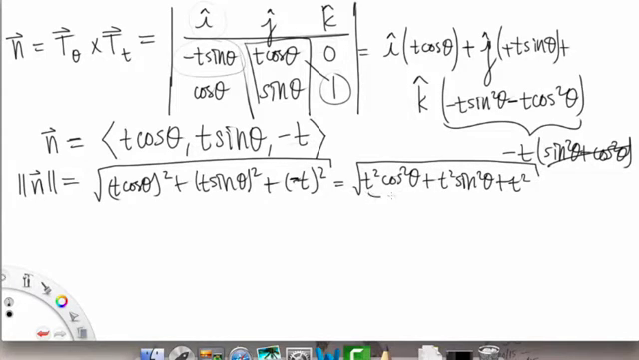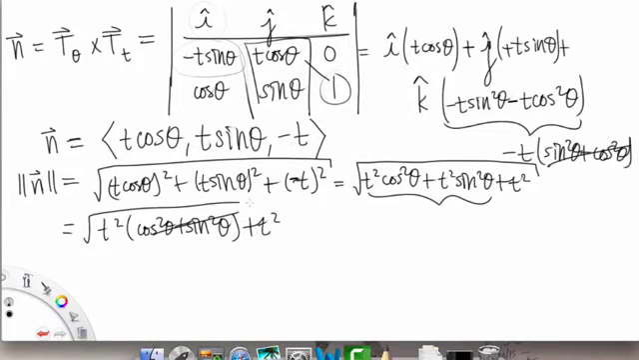And then here you can factor out a t squared. So that'll be t squared times cosine squared theta plus sine squared theta, and plus another t squared. So this is just 1. And what we ultimately get is square root of 2t squared, because you add them. And so this is the square root of 2 times t. Okay? So this is the magnitude of the normal vector. So we have this component now.